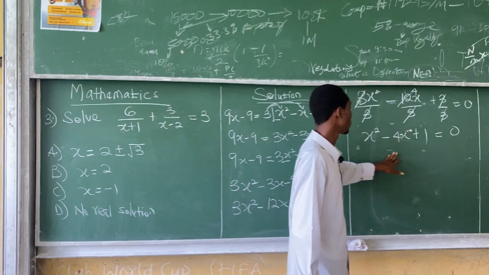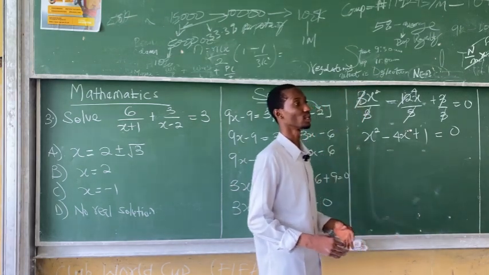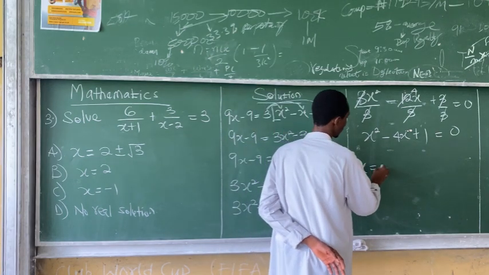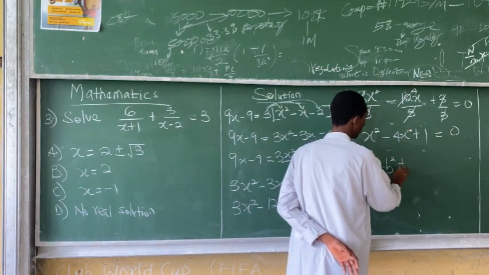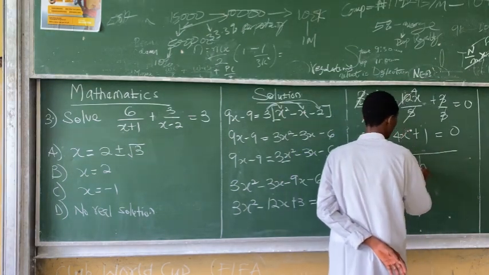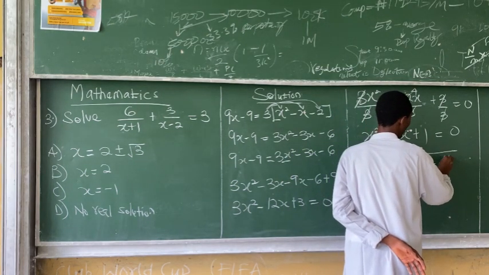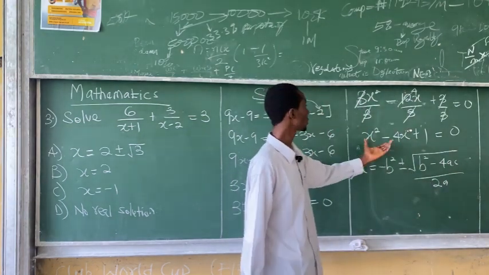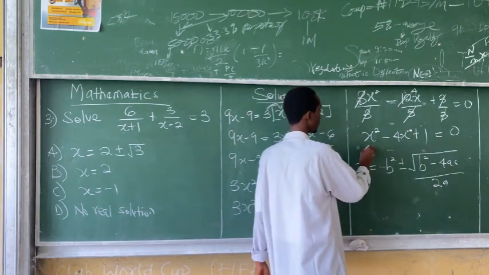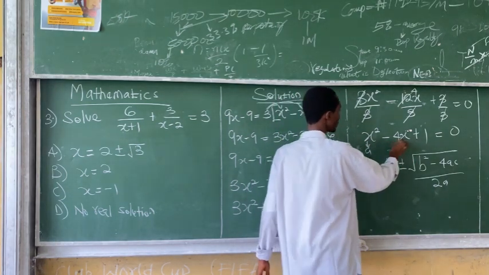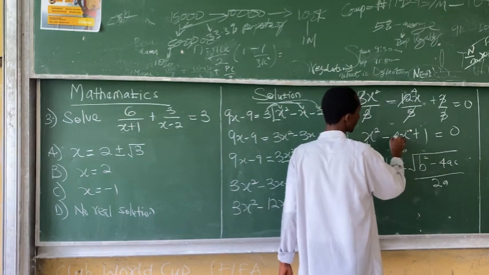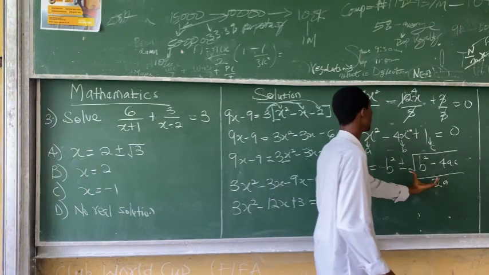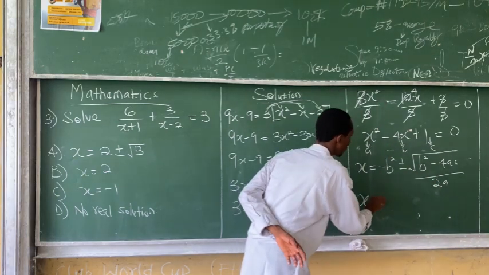Now let's solve this quadratic equation using the almighty formula, or better say the formula method, where we have x is equal to minus b plus or minus square root of b squared minus 4ac all over 2a. From this equation here, the coefficient of x squared is what? a. The coefficient of x here is b, which is minus 4, and the constant is what? c.